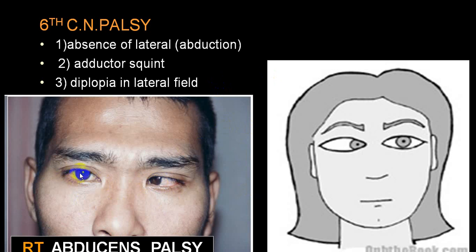This cannot move to the left side. So this side, lateral rectus palsy. Here you can see that the person is able to move medially. Here this eye cannot move laterally. So this particular patient is having lateral rectus palsy when you ask the person to look this side.